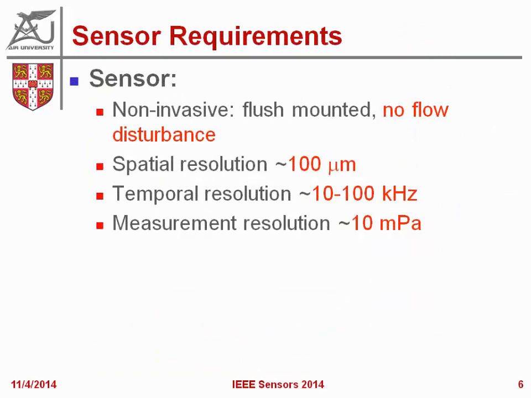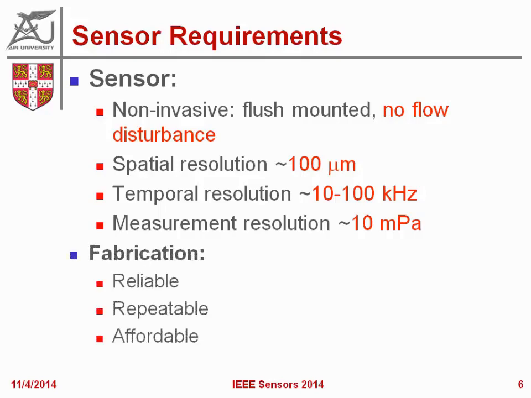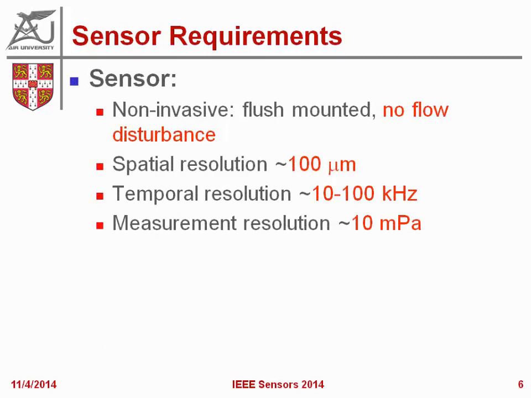The requirements posed by thermal wall shear stress sensors are quite tedious. You need to be non-invasive, and hence the sensor has to be essentially flush mounted, causing no flow disturbances. The spatial resolution is of the order of 100 micrometers because of the size of the flow eddies, and for the temporal resolution, you're sometimes interested in how fast the wall shear stress is fluctuating. So the temporal resolution also needs to be catered for.